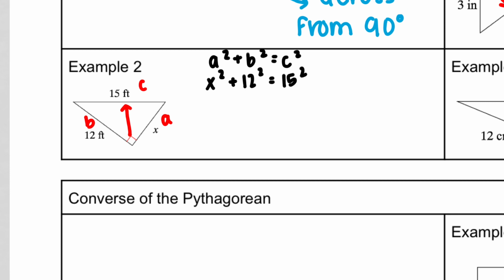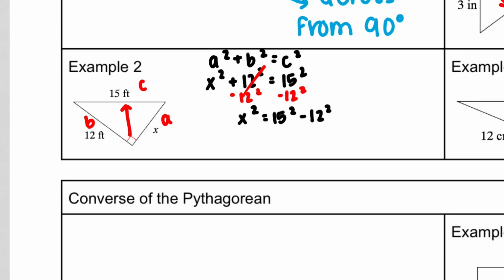Now, on the last one, I had both numbers on the same side, so I could plug it into the calculator. I don't have that here. What I have to do is actually move this 12 squared to the other side. So I'm going to subtract 12 squared from both sides. It cancels out here, and I'm left with x squared is equal to 15 squared minus 12 squared.